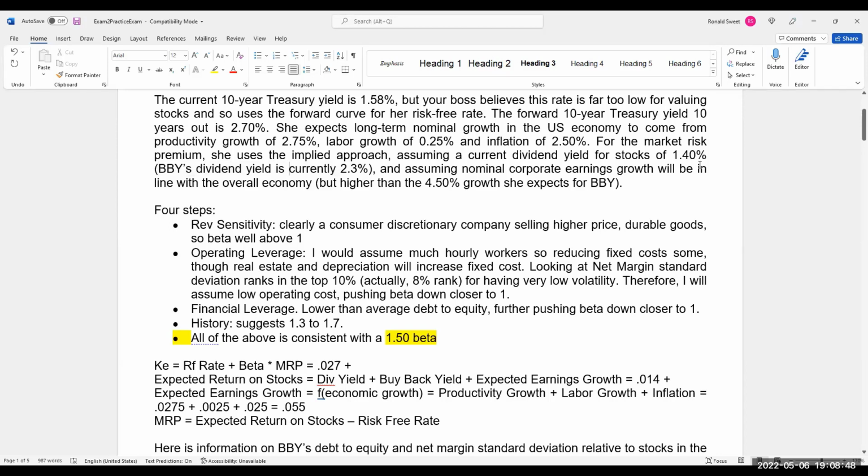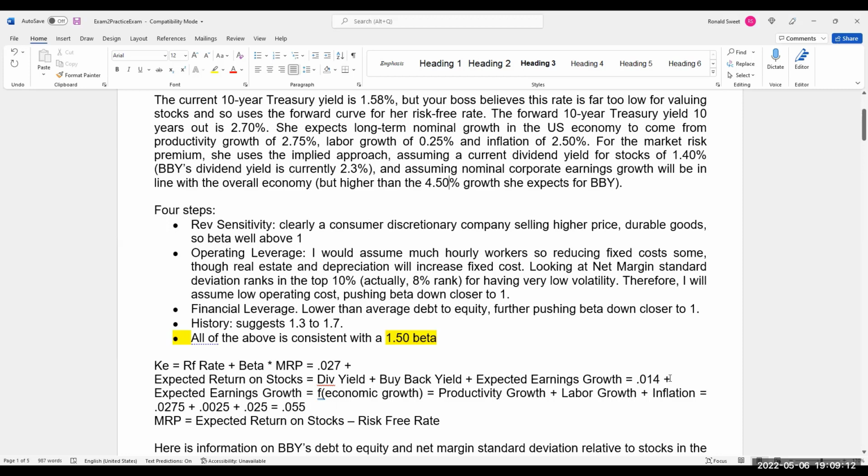And assuming normal corporate earnings growth to be in line. She didn't give you anything on the buyback yield, so you ignore that. We're being in line with the overall economy, though higher than the 4.5. You don't care about this. When we're doing the market risk premium, we don't care about Best Buy. That comes in when we value Best Buy. But at this point, the only thing that affects Best Buy in this formula is the beta.